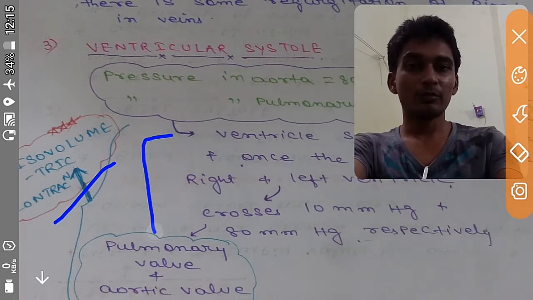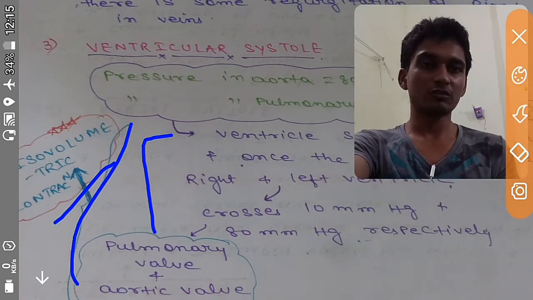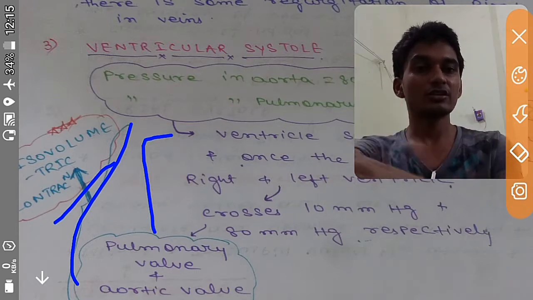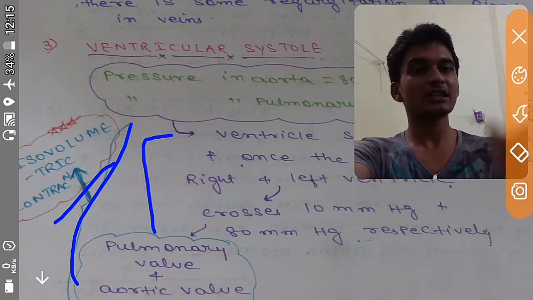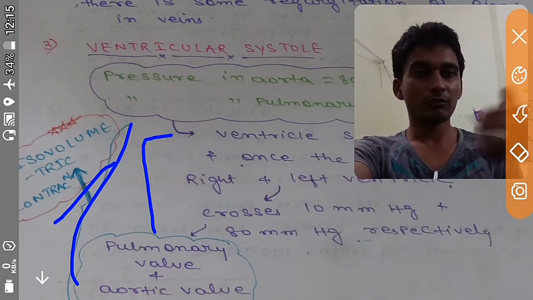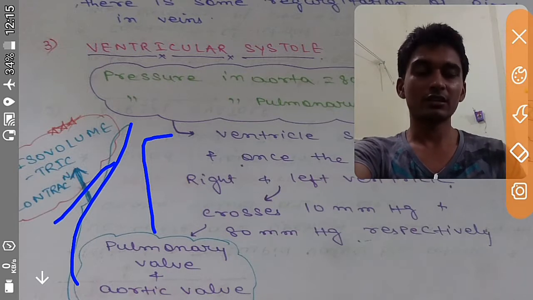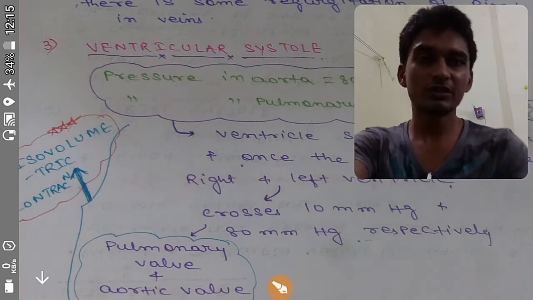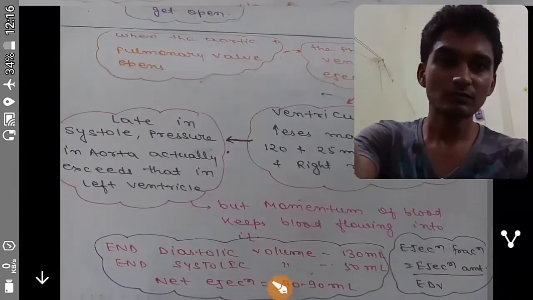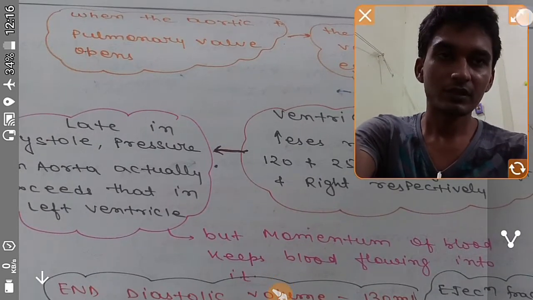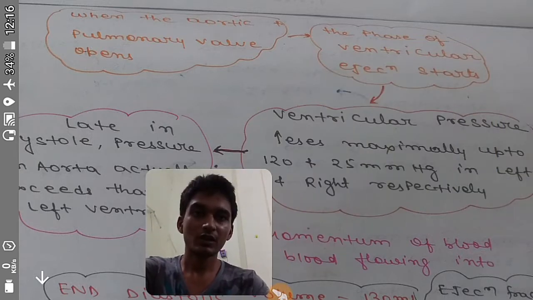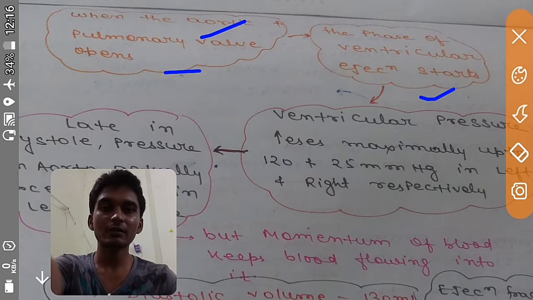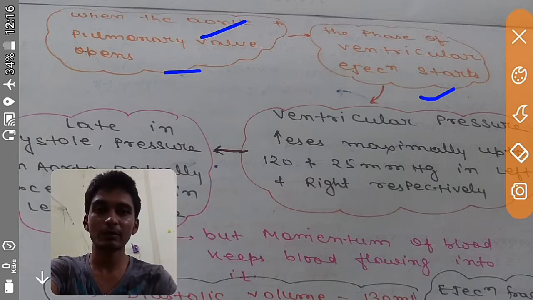So this period is known as isovolumetric contraction. Volume of blood is not changing during this contraction, and during this contraction the pressure rises to 80 mmHg and 10 mmHg, and once the pressure rises, blood will outflow from ventricle, it will go to the aorta and pulmonary artery, because of the opening of the pulmonary valve and aortic valve. So this is the most important point. Now discussing some more important points. When the aortic and pulmonary valve open, the phase of ventricular ejection starts, means ventricle starts to eject blood into the aorta and pulmonary artery.